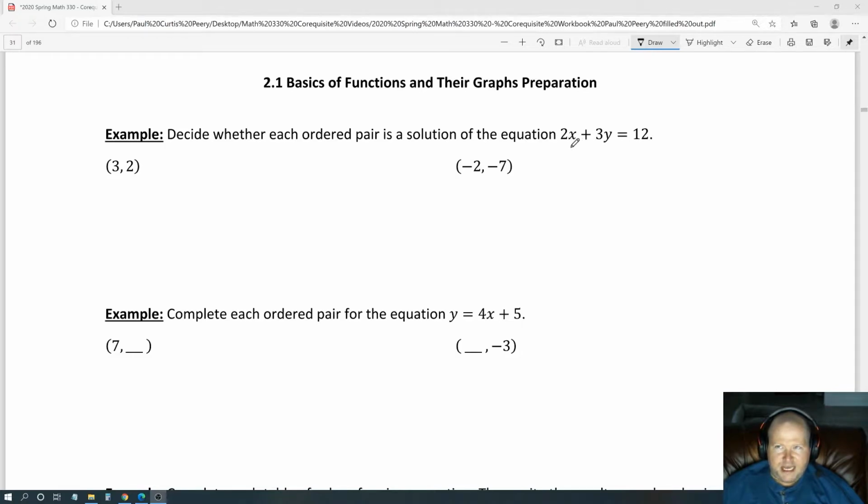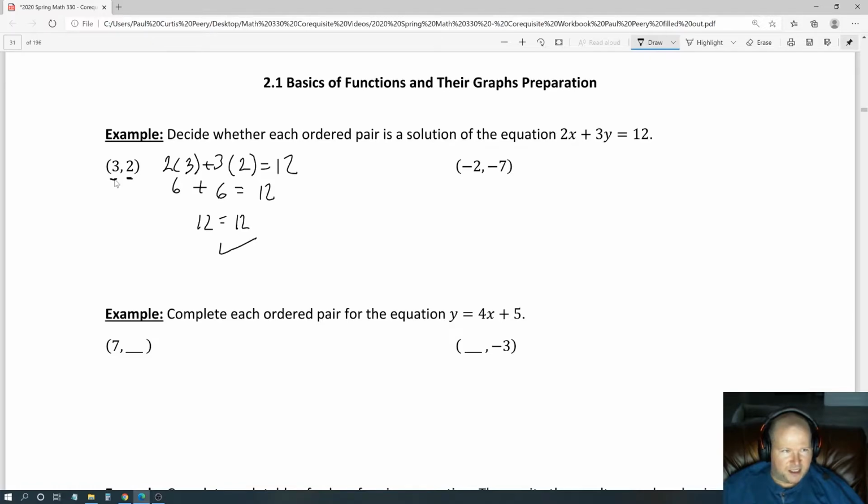So wherever we see an x value, we plug in the first value. Wherever we see a y value, we plug in the second one. So we say 2 times 3 plus 3 times 2 equals 12. 2 times 3 is 6. 3 times 2 is 6. 6 plus 6 is 12. 12 is equal to 12. Check. So that means that this is actually a solution to that equation.